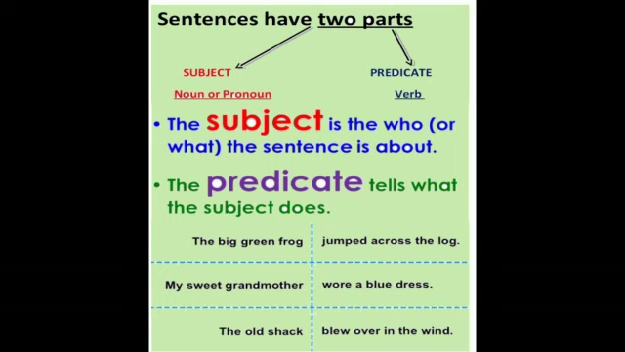My sweet grandmother wore a blue dress. The old shack blew over in the wind. So, here my sweet grandmother is subject and wore a blue dress is predicate. So, here the subject, my sweet grandmother, indicates noun, whereas wore is a verb and a blue dress is an object.